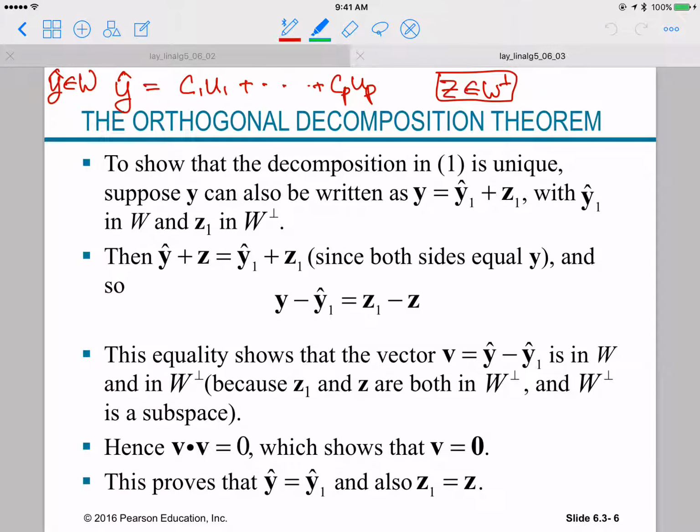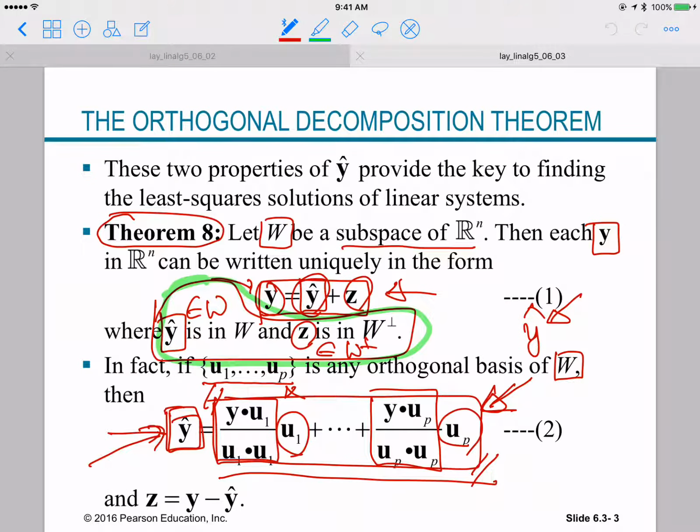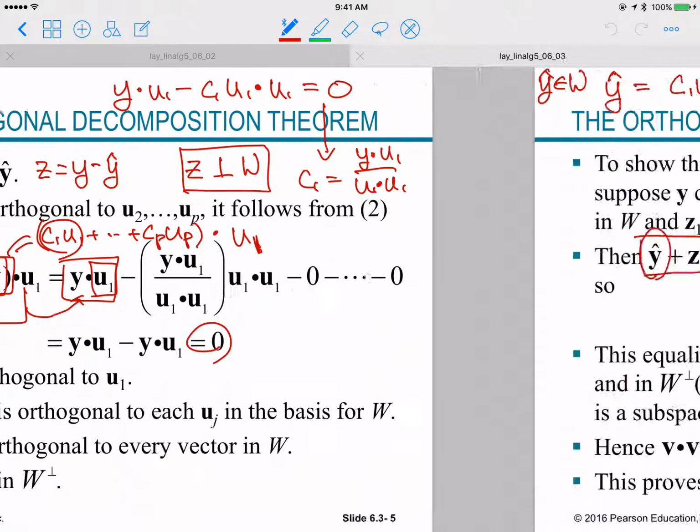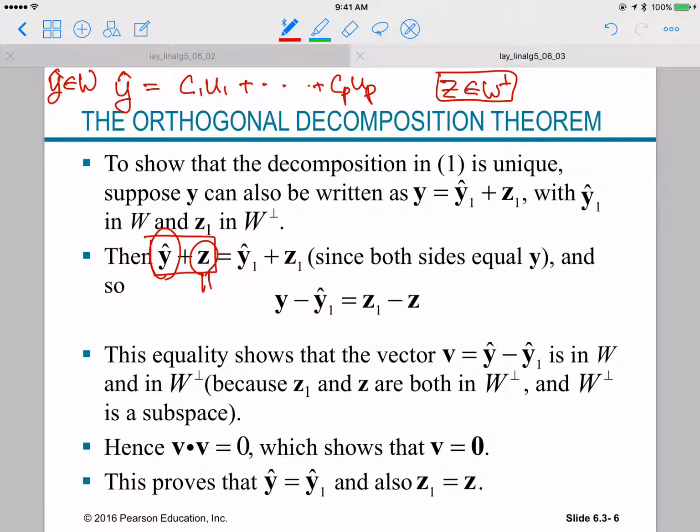Okay, so the uniqueness can be proved as follows. Suppose we have this decomposition where y hat is represented by this, and then the z part is just automatically determined by y minus y hat. Z doesn't have any specific formula where we can obtain it. We just first obtain y hat and then subtract it from y, and that will become your z vector.